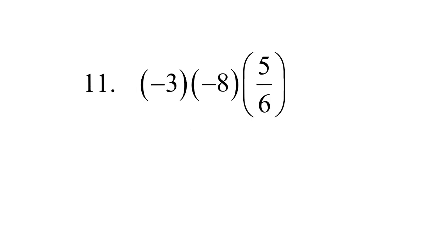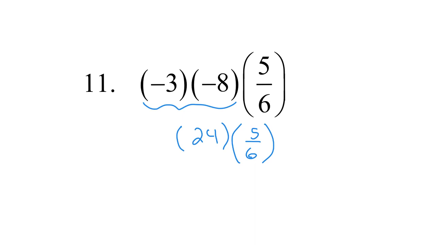Same idea on this one. Notice we have two integers, negative 3 and negative 8, and we have a rational number, the fraction 5 over 6. Order doesn't matter. I'm going to multiply the first two integers first. That's going to make my life a lot easier. So negative 3 times negative 8. Negative times negative, they have the same sign, so that's going to be positive 24. 3 times 8 is positive 24. My fraction is 5 over 6, so let me bring down the fraction, 5 over 6.